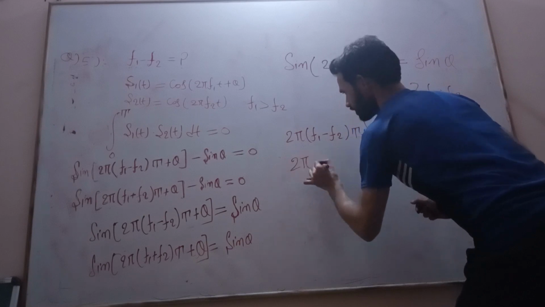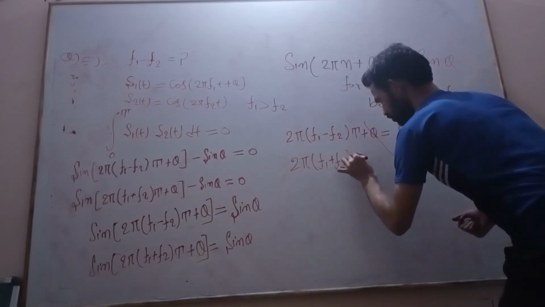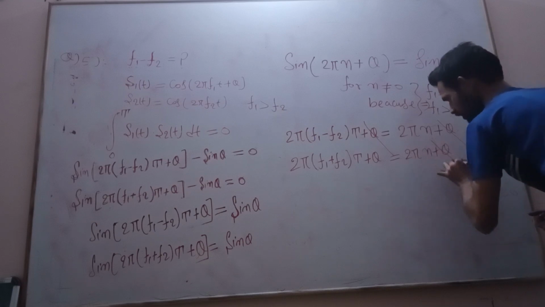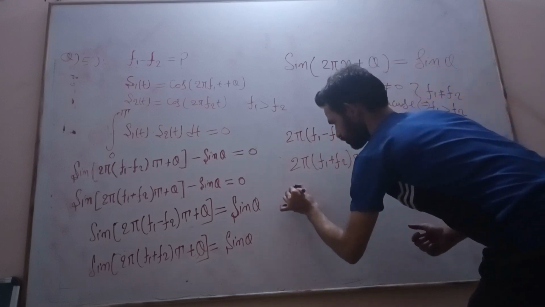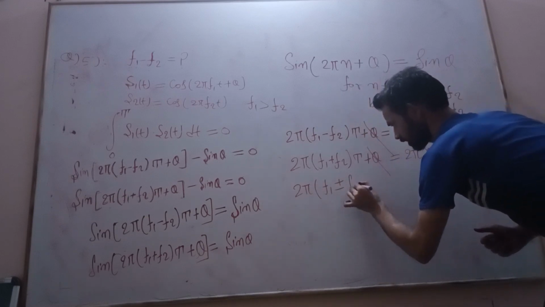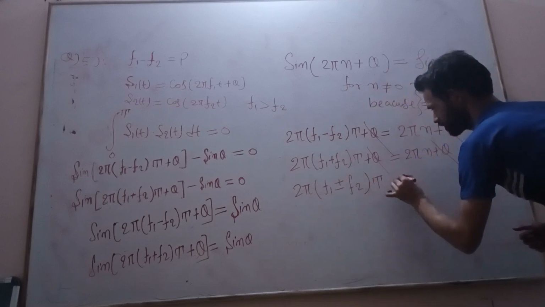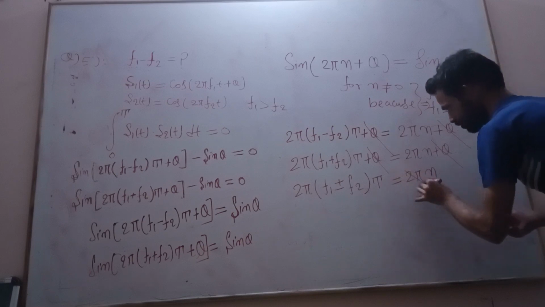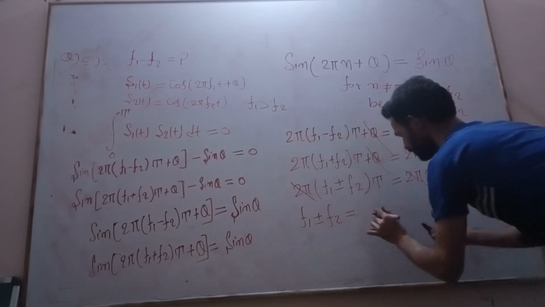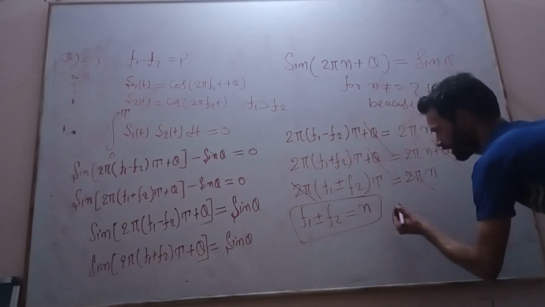Then we are left with 2π(F1 + F2)t + θ is equal to 2πn + θ. Theta will get cancelled from here also. So we are now left with 2π(F1 plus minus F2)t is equal to 2πn, for both simultaneously. So 2π gets cancelled. From here we get (F1 plus minus F2)t is equal to n. So this must be the final value.